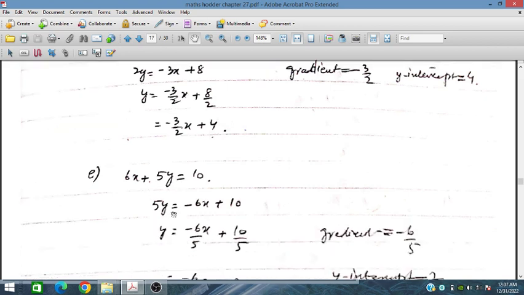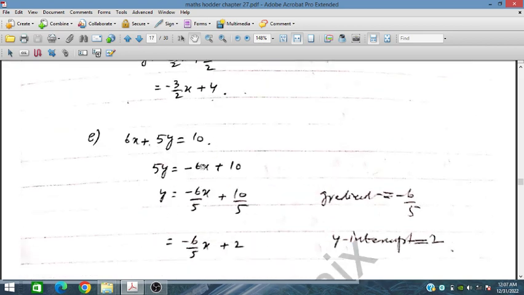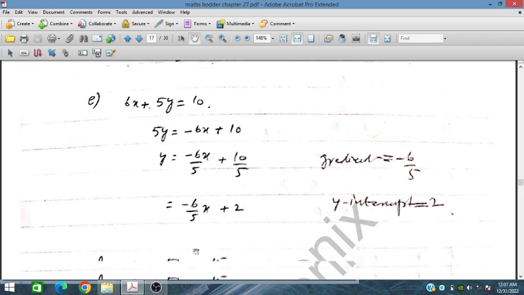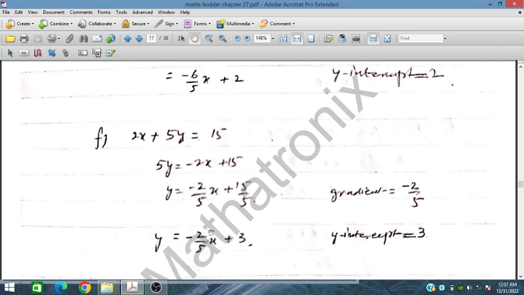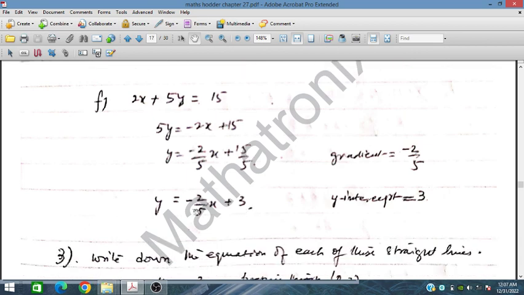For this one, 5y = -6x + 10. So we will divide by 5 on all sides. So y = -6/5 x + 10/5, which is 2. So -6/5 is the gradient, and this is the y-intercept. Next, 5y = 15 - 2x. Divide by 5, so y = -2/5 x + 3. So this is the gradient and this is the y-intercept.